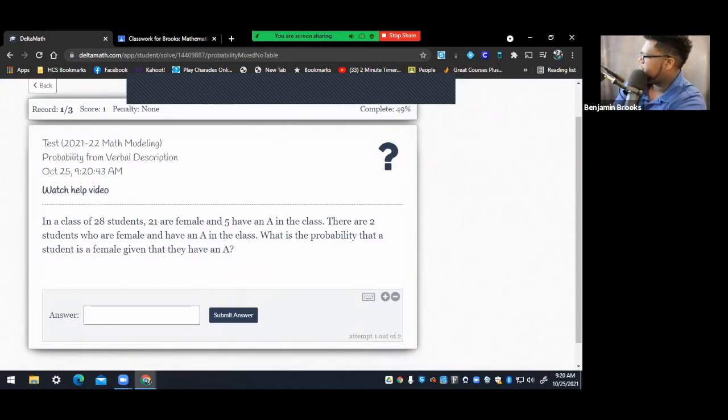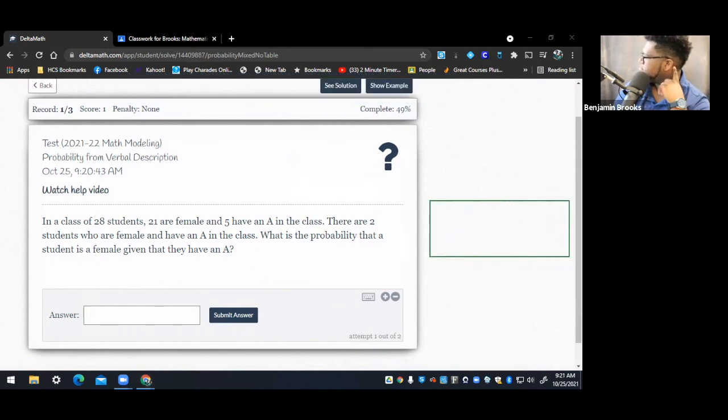In a class of 28 students, 21 are female, 5 have an A in the class. Okay, so this one, we're going to make our own table here, which I think is honestly best practice: make our own table as we go. Kind of like this, and we want totals like that. All right, so let's figure out what exactly we've got here.